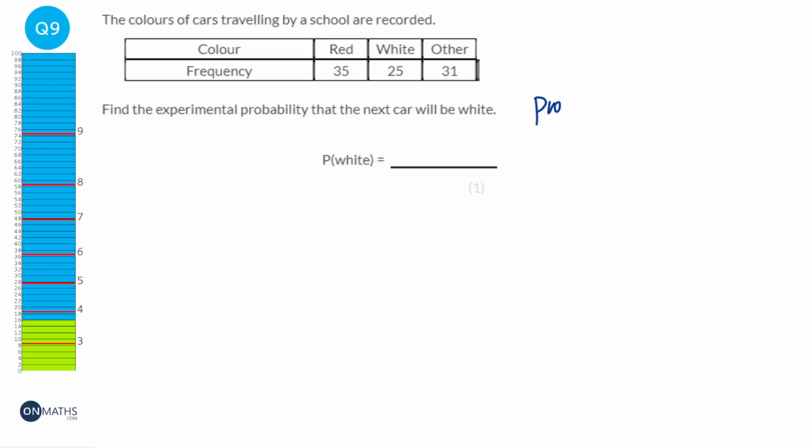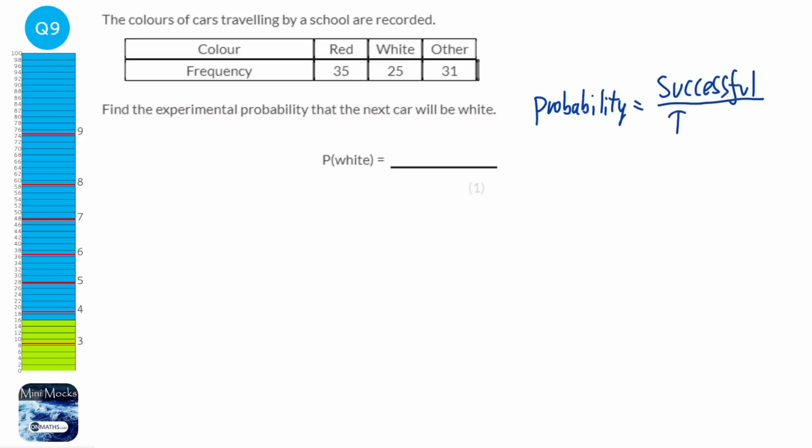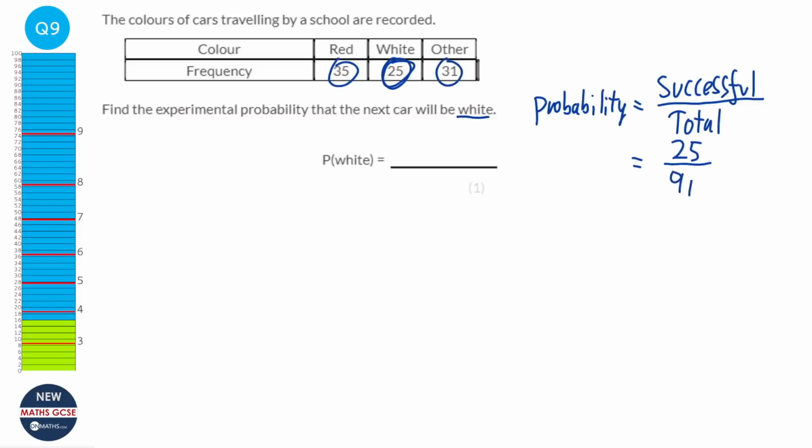The experimental probability is the successful outcomes divided by the total number of outcomes. So we're looking for the probability that it's white, so it's going to be 25 over, and we're just going to do 35 plus 25 plus 31, which is 91, and that's our probability, 25 over 91. Be careful when it's a total, you must include all of the outcomes, so red, white and other.